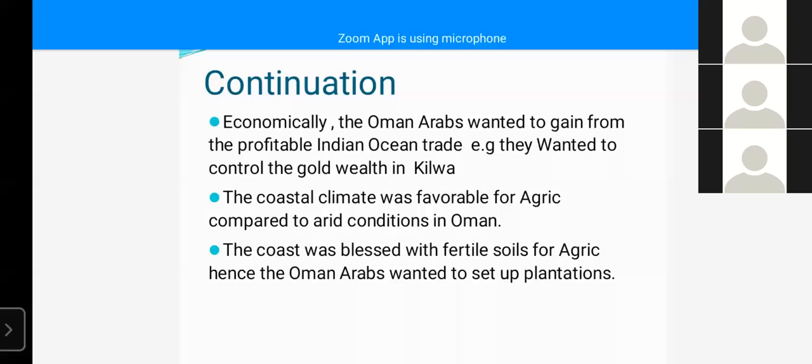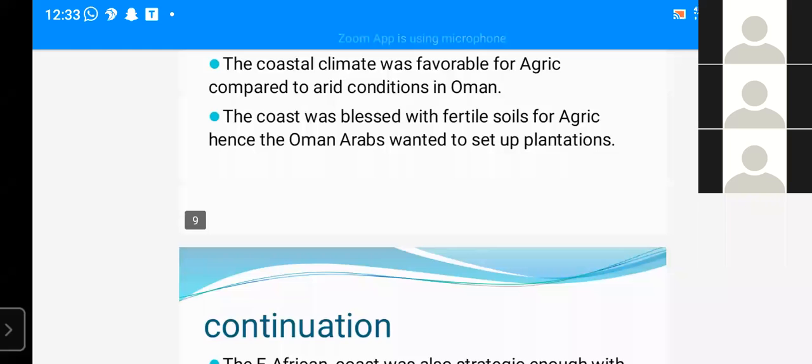And the next reason was the coastal climate, which proved to be more favorable compared to the one in Oman. So when we are discussing the climate here, it proved to be more suitable compared to the one in Oman. We know Oman, things have just changed today. And as we discuss Oman, you've had many of our citizens going as far as those countries to work because things have changed with the advancement in science and technology. But back in those days, we are looking at the coastal climate having been favorable for agriculture compared to the arid conditions in Oman.